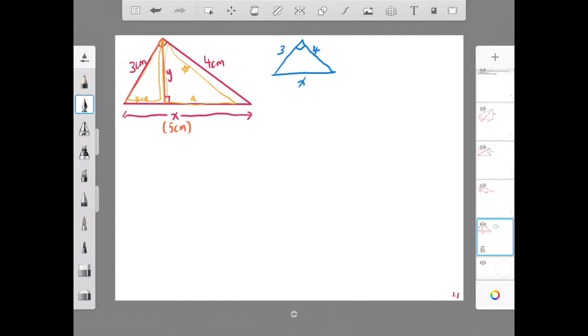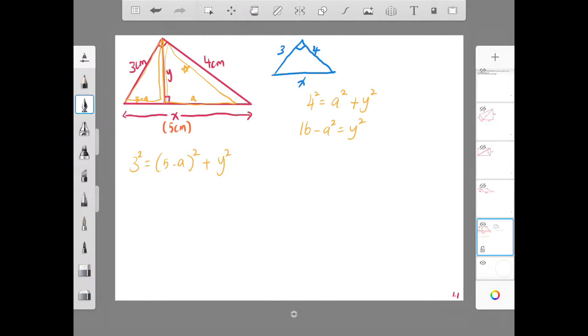So it will be 3 square equals to 5 minus a square plus y square. And then for the bigger triangle, it is 4 square equals to a square plus y square. So 16 minus a square equals to y square.